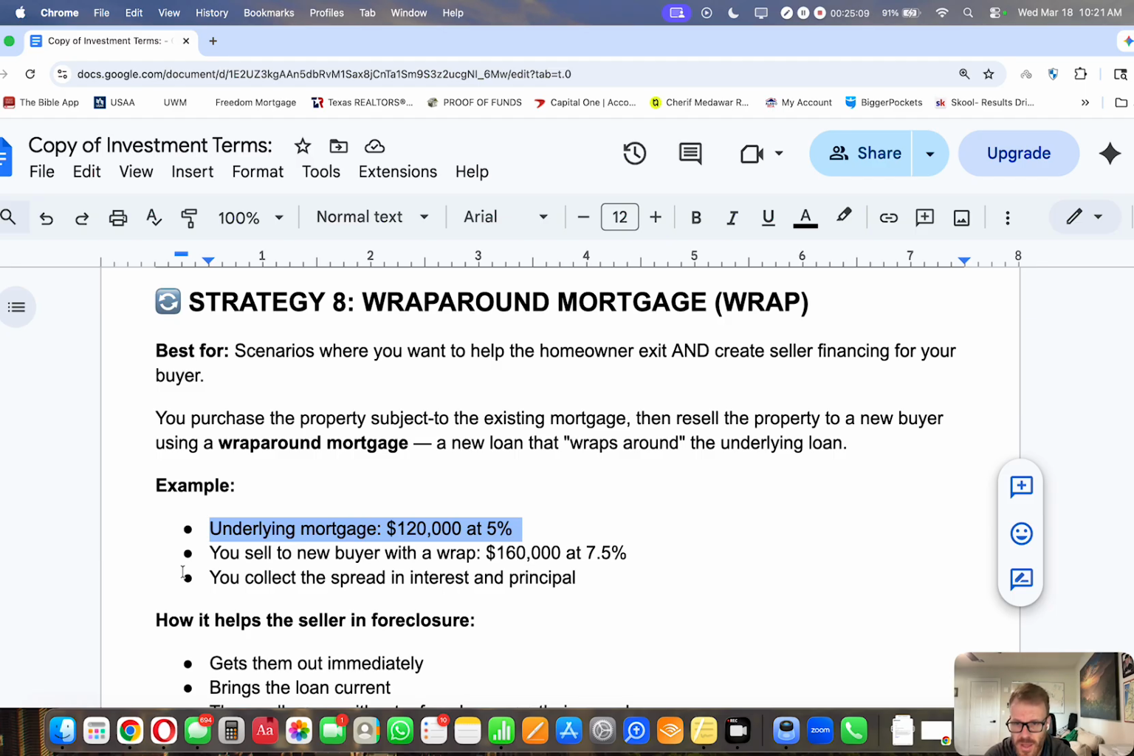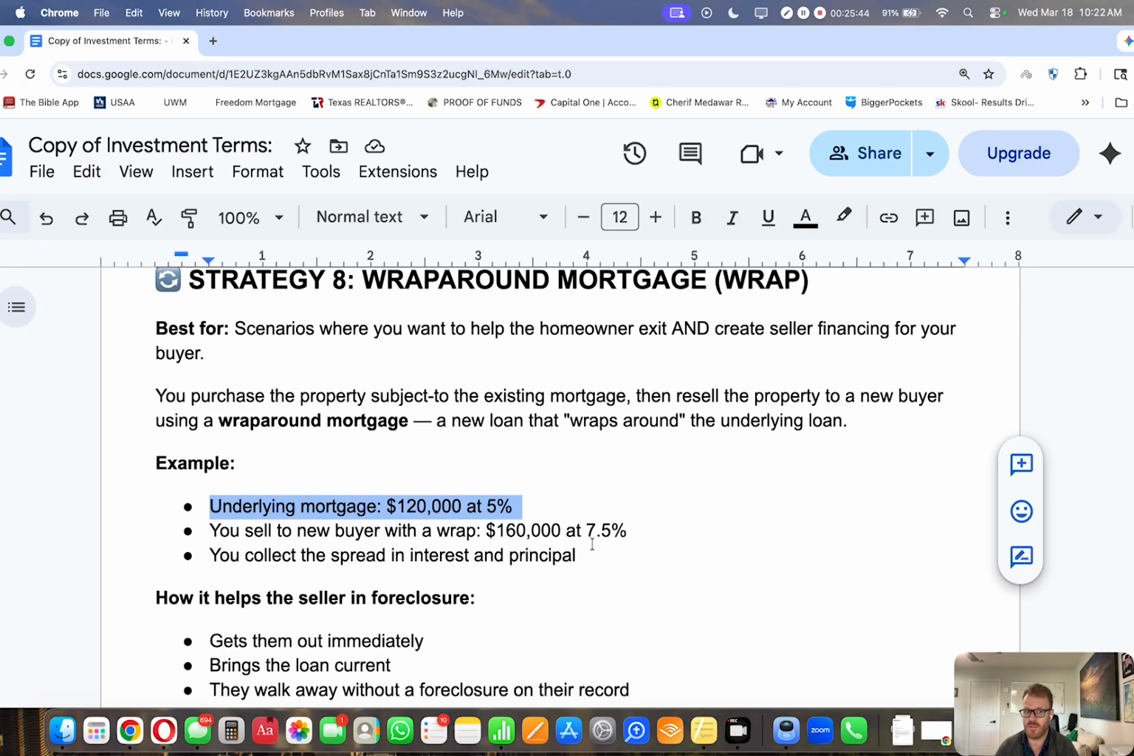So that doesn't include a down payment. So let's just say the new loan is at 160 at a 7.5. I would collect the spread, the difference in the principal and interest, which would be several $100s a month on that pure cash flow, without me having to worry about landlording and capital reserves and vacancies and dealing with leaky toilets and repairs and keeping the grass cut and the landscaping. I don't have to do any of that stuff, but I also don't own the house. So just a different strategy, but this is a way we can help and make money on it too.